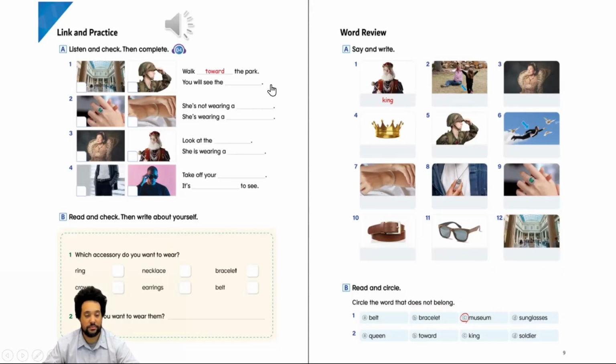Link and practice. Listen and check. Then complete. Number 1. Walk toward the park, and you will see the museum on your right. Walk toward the park, and you will see the museum on your right.